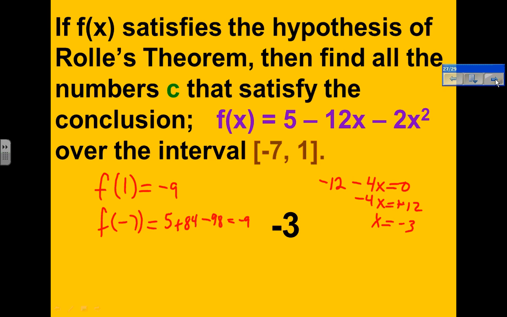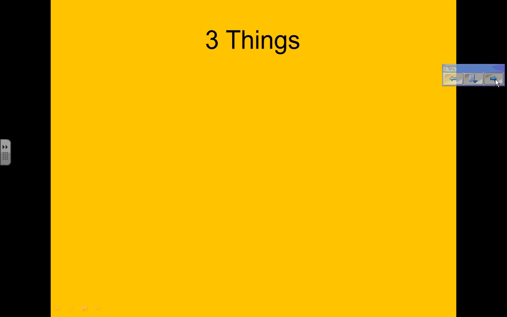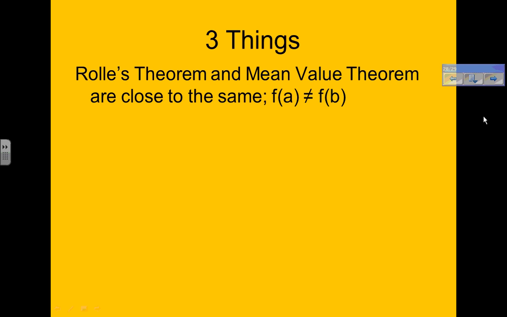All right, moving on. 3 things. First, Rolle's theorem and the mean value theorem are close to the same. If the y values aren't equal, it's the mean value theorem. If the y values are equal, it's Rolle's theorem. They both have to have continuous functions, and both the derivatives will equal the average rate of change. In Rolle's theorem, the average rate of change equals 0. In the mean value theorem, the average rate of change equals f of b minus f of a all over b minus a.